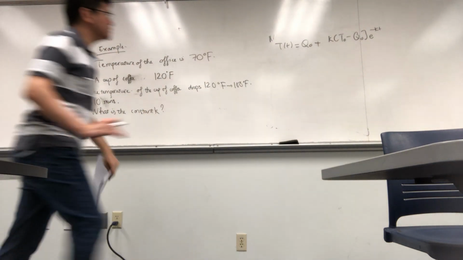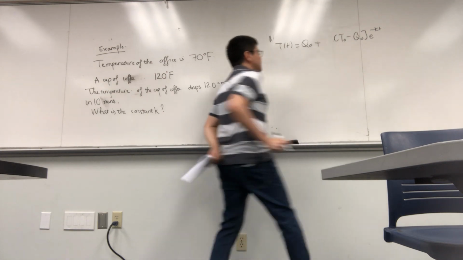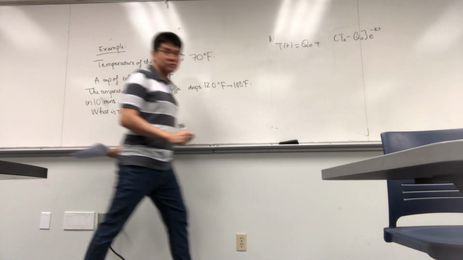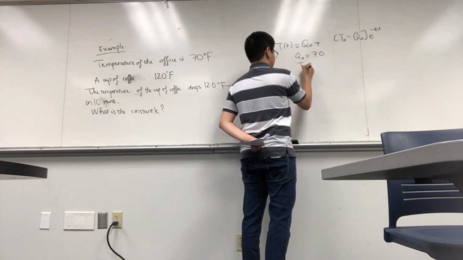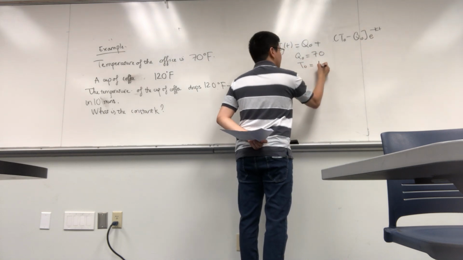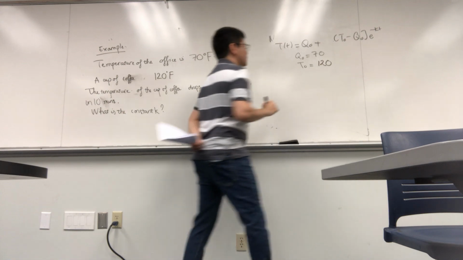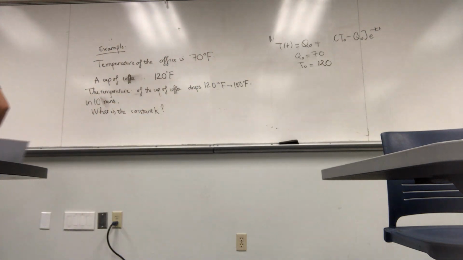In this case, q0 will be 70. q0 is 70. T0 is 120. Right? So what is the t that we should choose? We should let T be 100 degrees Fahrenheit, and then the little t would be 10 minutes.